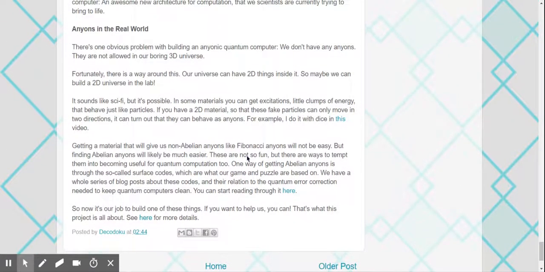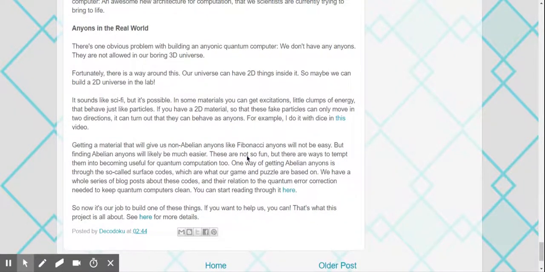There's no obvious problem with building an anyonic quantum computer, except one obvious problem. Anyons are not allowed in our boring 3D universe. Fortunately, there is a way around this. Our universe can have 2D things inside it, so maybe we can build a 2D universe in the lab. It sounds like sci-fi, but it's possible.